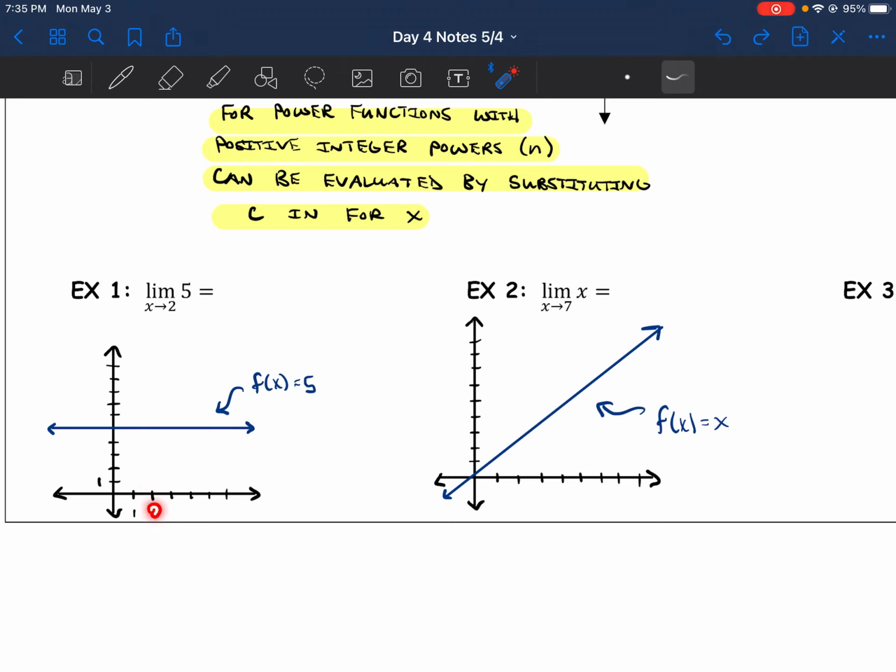But it's not really going to matter if 2 is right here, because as we approach 2 on the left and on the right, because it's a constant function, a horizontal line, the limit's just going to be that constant number 5. Okay, approach it from the left or right, no matter where that x value is, those values are converging to the same location.